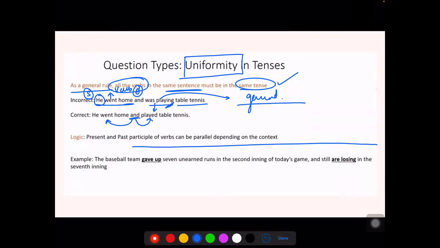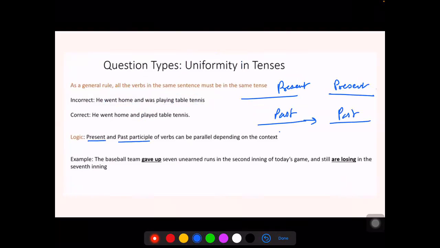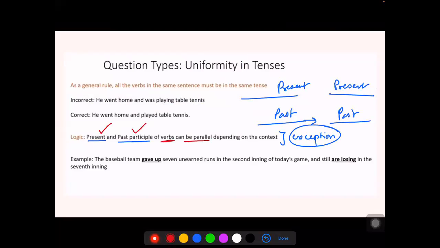And then the logic of present and past participle. Normally we say when the sentence is present, talk about present in the rest of the sentence. And when the sentence is past, talk about the past tense in the rest of the sentence. But here there's an exception. What is that exception? Let's read it out. Here, the present and past participle of verbs can be parallel depending on the context. That means they can also be considered as parallel structure. I'll give you an example. The baseball team gave up 7 unearned runs in the second inning of today's game.